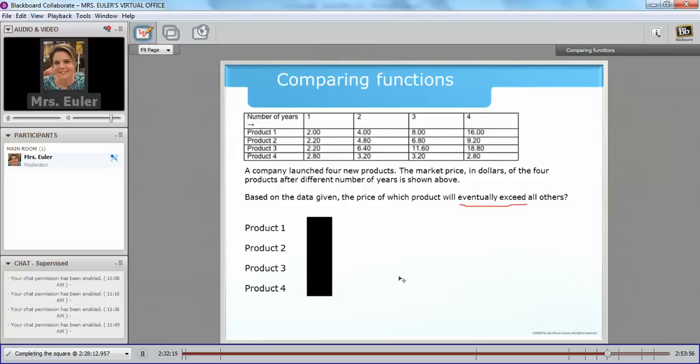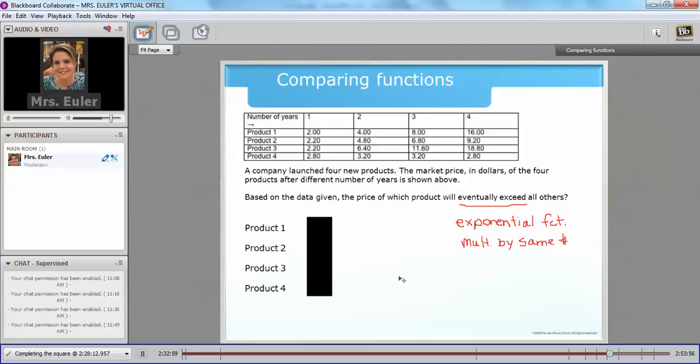If we want it to eventually exceed, we're looking at the function that grows the fastest, and it grows the most. It doesn't matter whether it's the fastest at the beginning, but by the end, it's going to be growing the most. And that only happens when you have an exponential function. So we're looking at which of these pieces of data show us an exponential function. The way that we're going to recognize that is if it is multiplied by the same thing, the same number, from year to year.